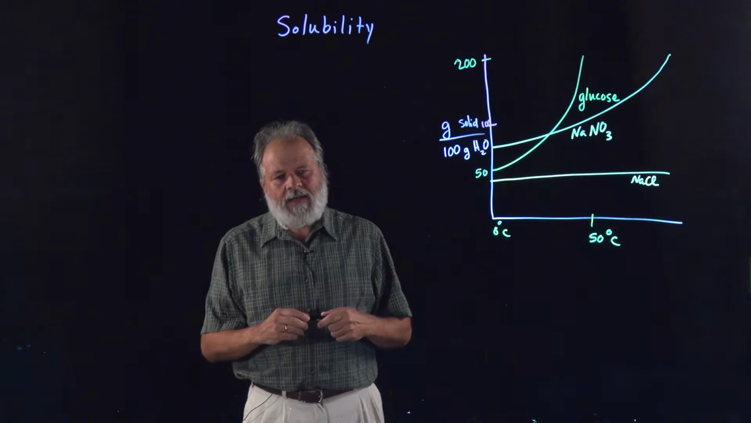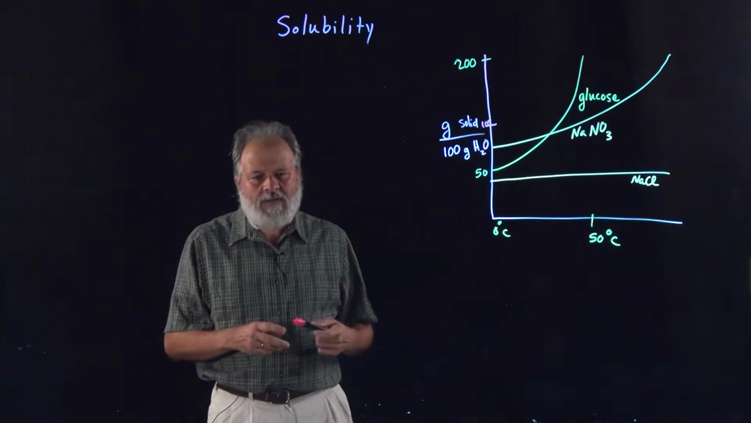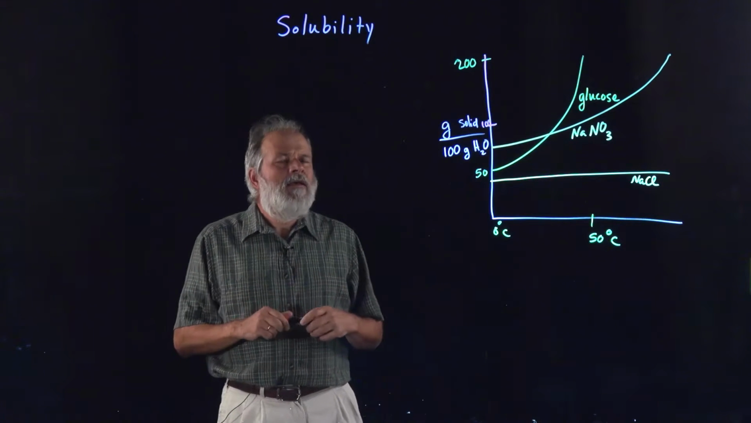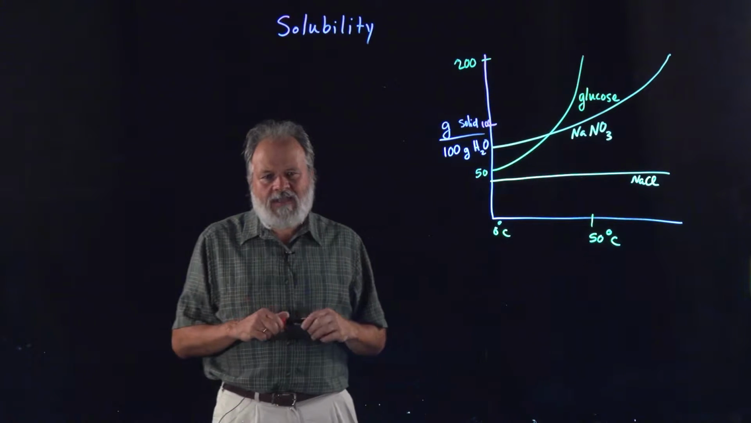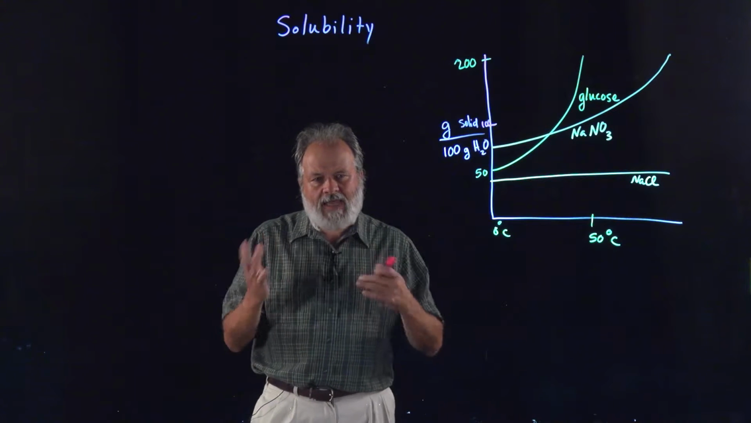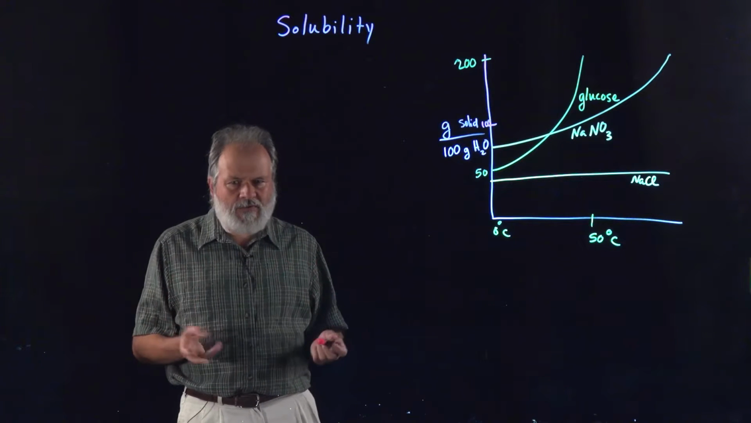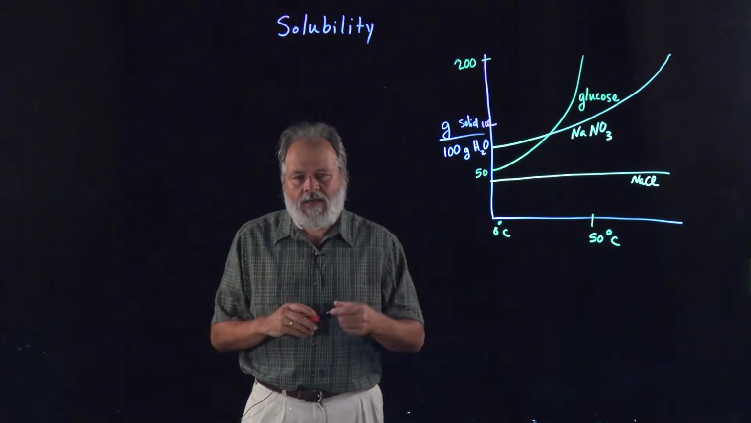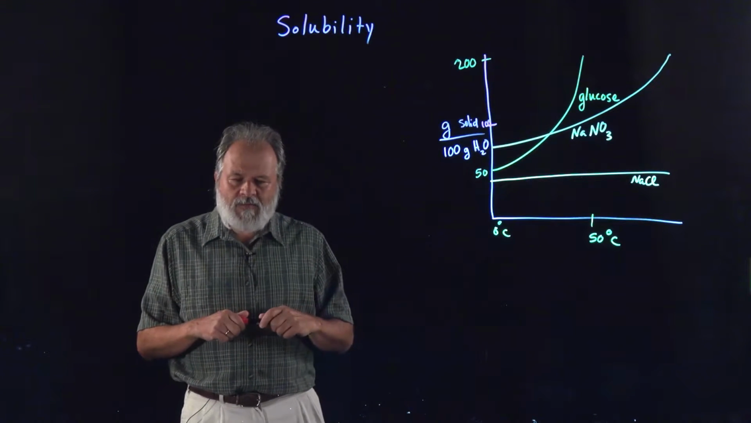This video will be about how soluble substances are in water. Specifically, we're going to talk about solids. One way to express how much you can dissolve is by the mass of the solute, the thing you're dissolving, divided by 100 grams of water. So this is a graph that I adapted from the book.